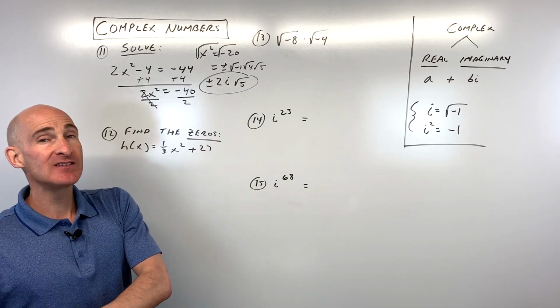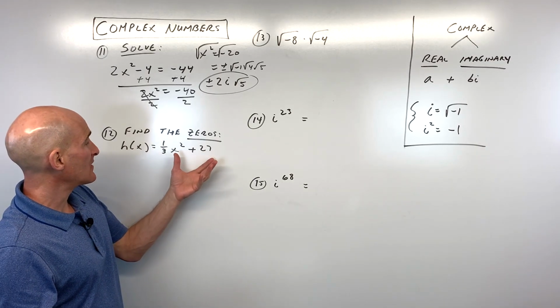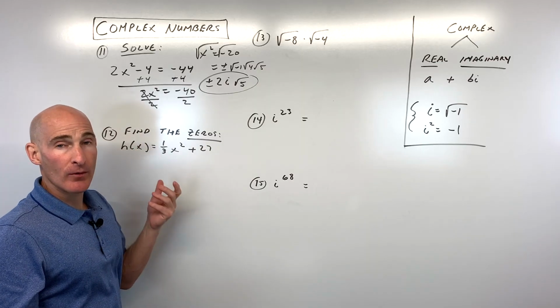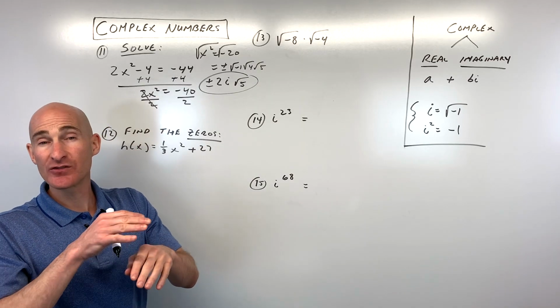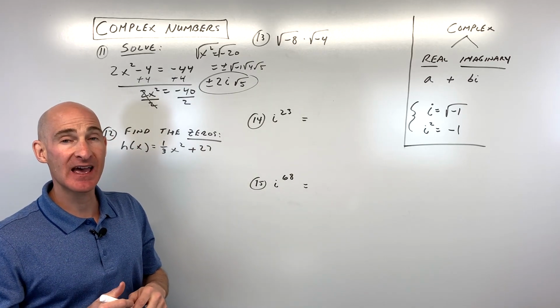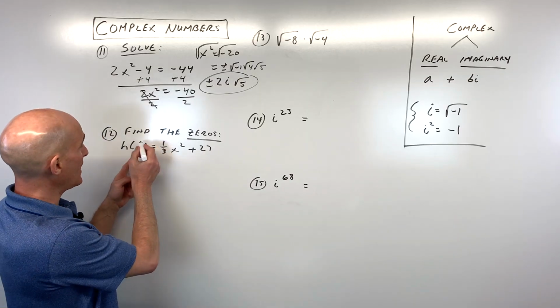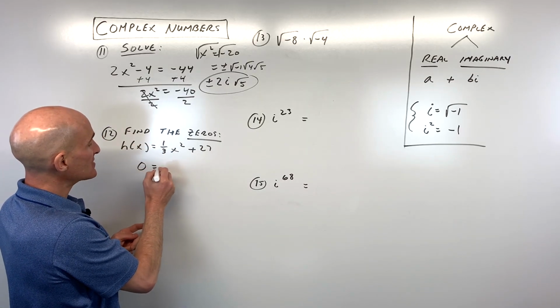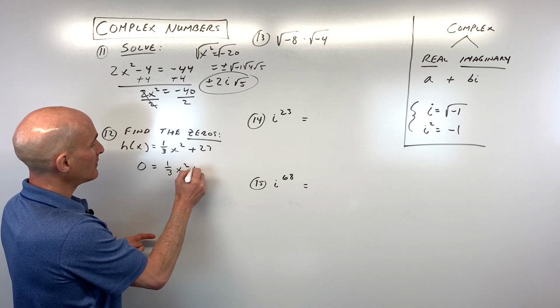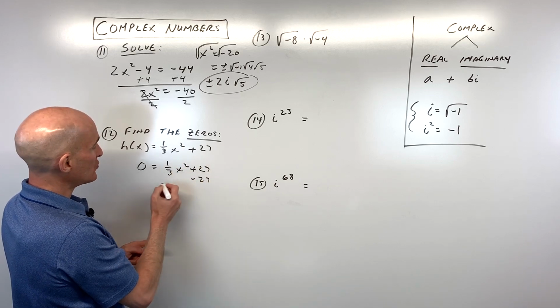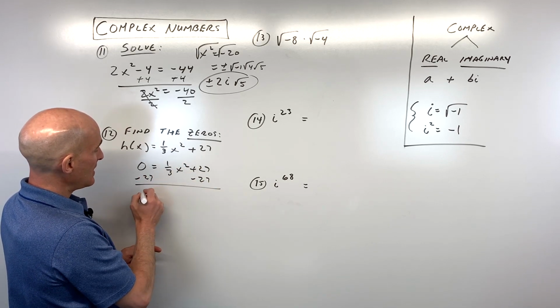Well, when they say find the zeros, it means find out what's going to make this whole equation equal to 0, or graphically, finding the zeros means you're finding the x-intercepts where it crosses the x-axis, and that's where the y value equals 0. H of x is like y. So we're going to set that equal to 0, and we're going to solve. So we're going to subtract 27 from both sides.